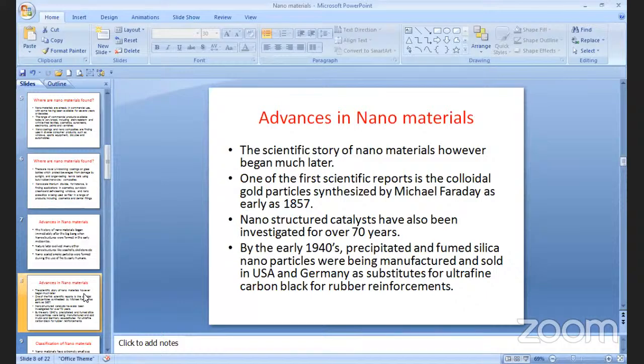As I told you, as we have discussed scientifically, there was a report by Michael Faraday in 1857. Nanostructured catalysts have also been investigated for over 70 years. In the early 1940s, silica nanoparticles were manufactured and sold in the USA and Germany as a substitute for ultrafine carbon black for rubber reinforcement. So that is how they started.